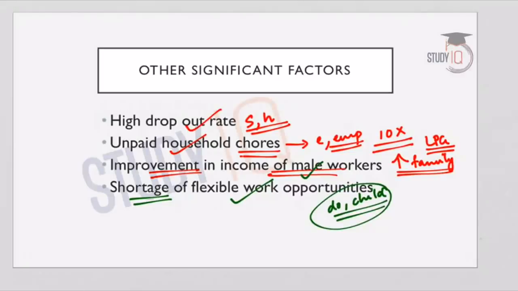So women need flexible work opportunities and also adequate infrastructure in order to get employed. So in the absence of flexible work opportunities like work from home or flexible working hours, etc., and inadequate infrastructure, it is difficult to get employed or to engage in economic activities, thereby widening the gender gap.